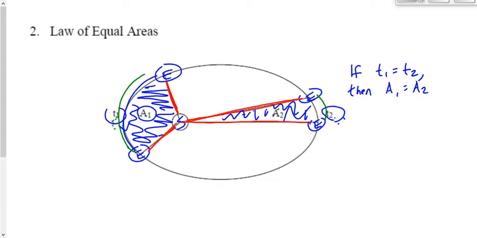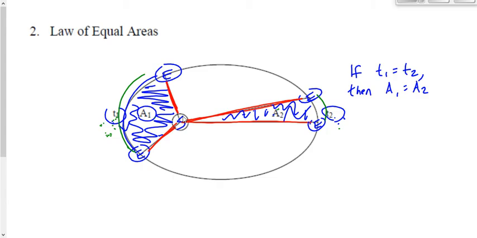What do we know about the speed of the Earth as it revolves around the sun right here during T1 versus T2? Jonah? Yeah. It's going faster because? Yeah, absolutely. It's closer to the sun.